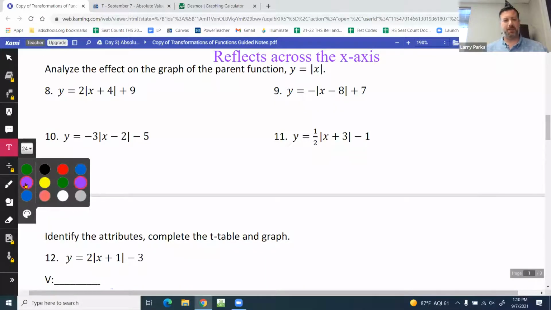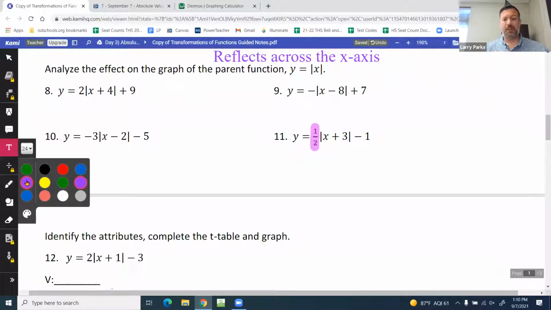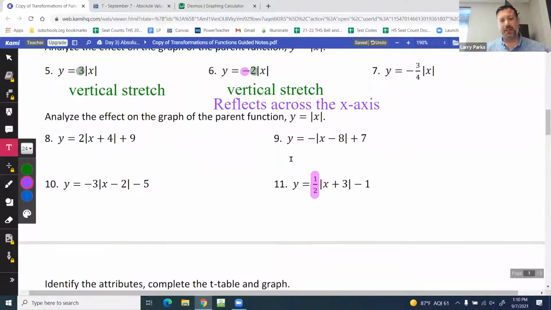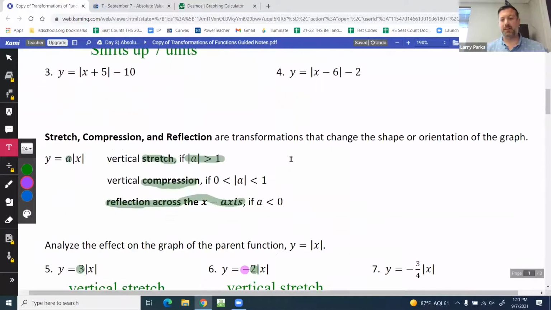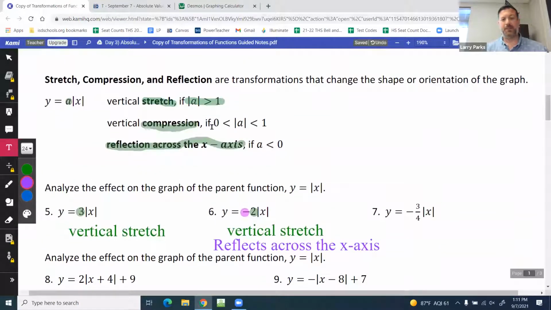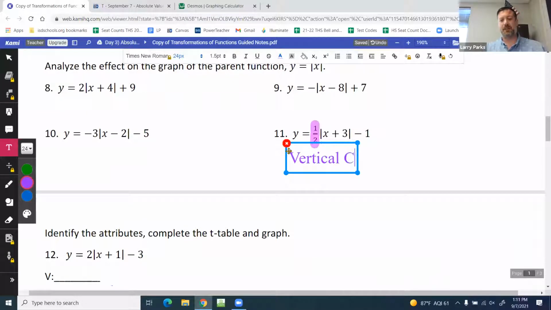And we'll go through them piece by piece. The first part, 1/2. What does 1/2 do? Well, 1/2 is between 0 and 1. And if you look up here, if the number is between 0 and 1, it causes a vertical compression. So for this, I would say vertical compression. That's from the 1/2.